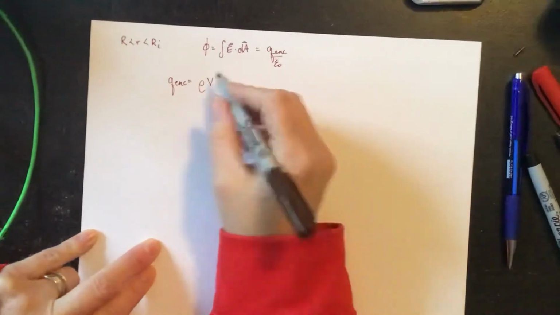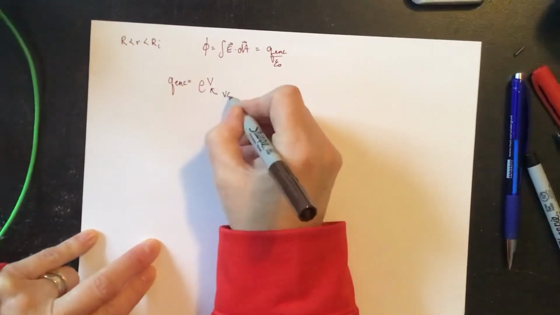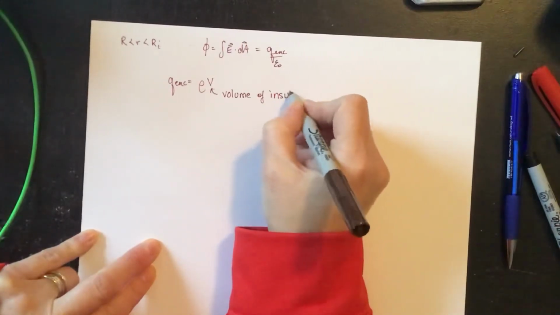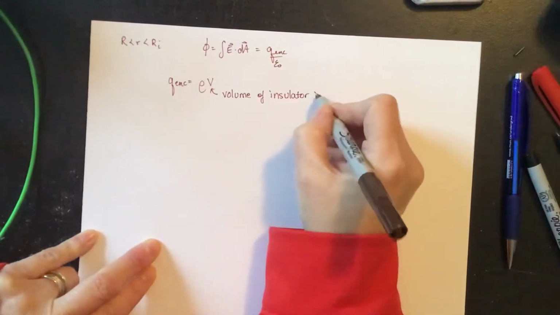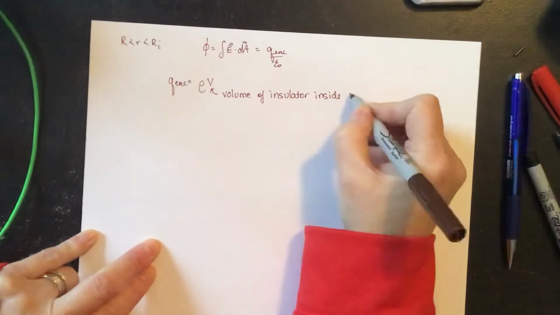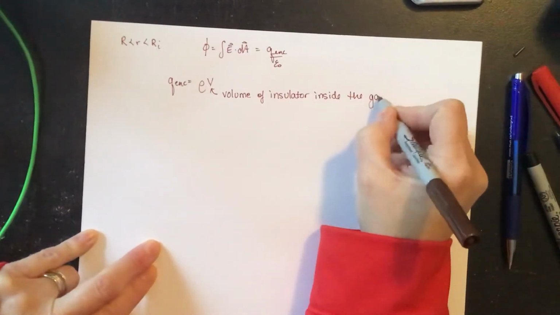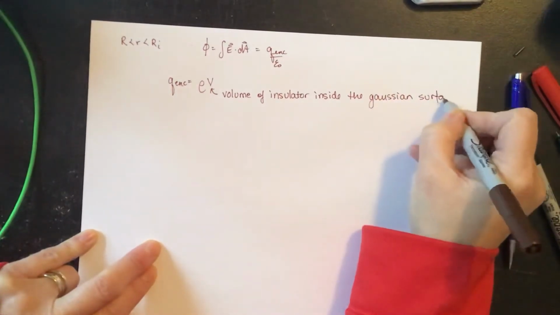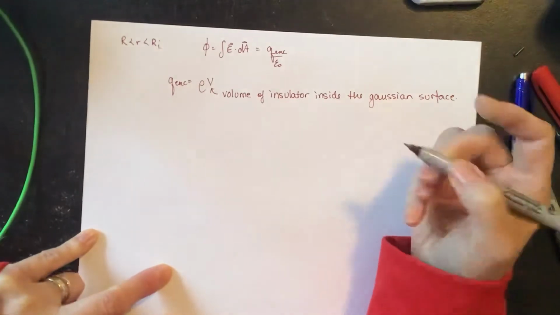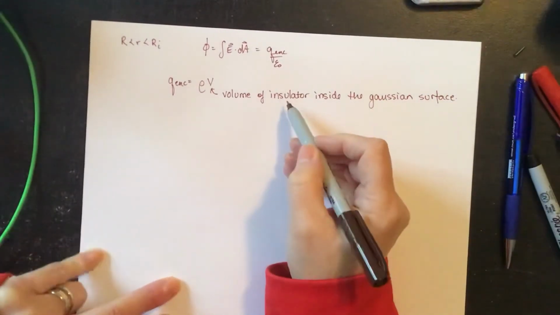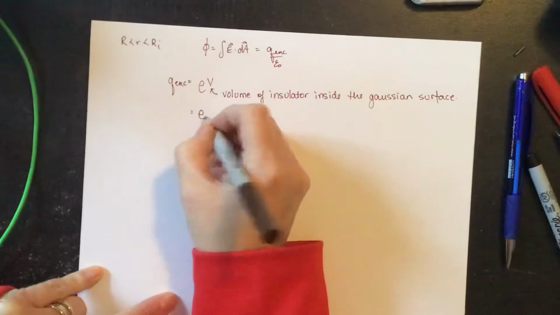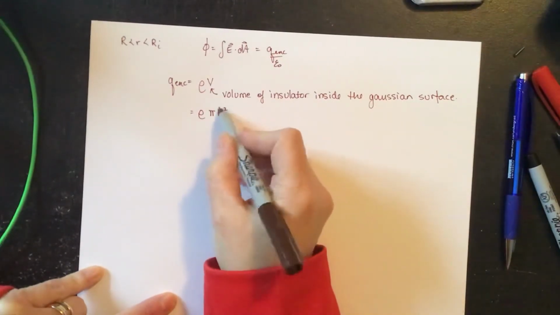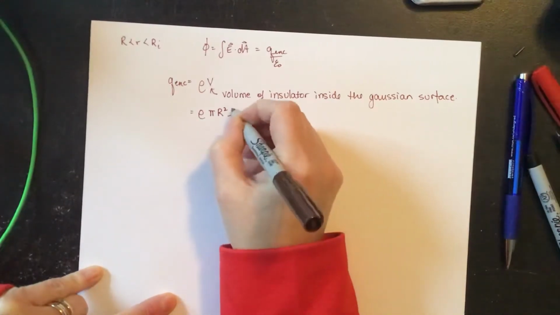So rho is our density, V is the volume of insulator inside the Gaussian surface. In the previous part, that was only a fraction of the insulator. This time it's all of the insulator that's inside. So that's going to be rho times pi R squared, so we only go up to the size of the insulator, times the length.